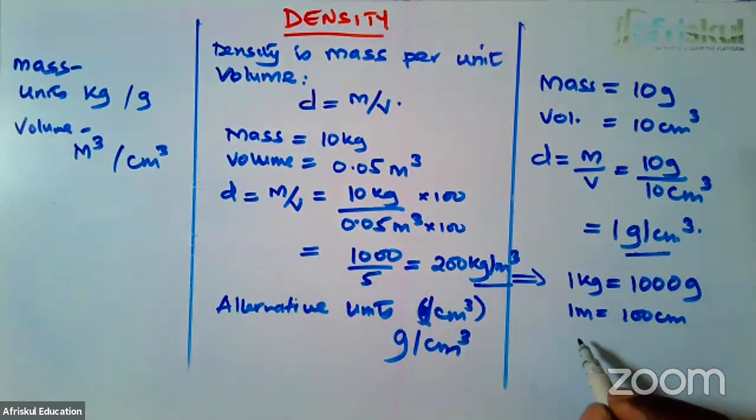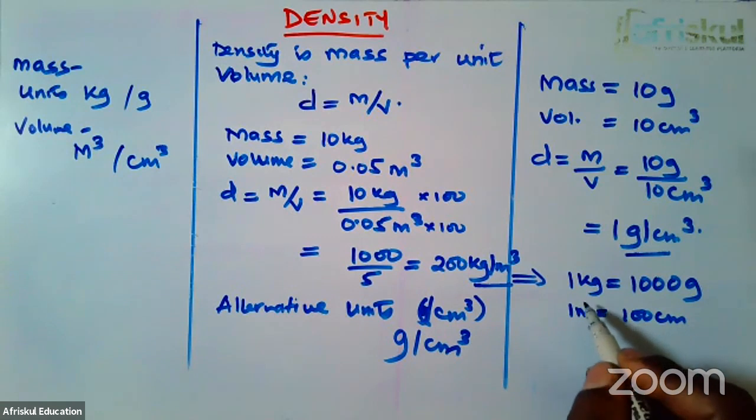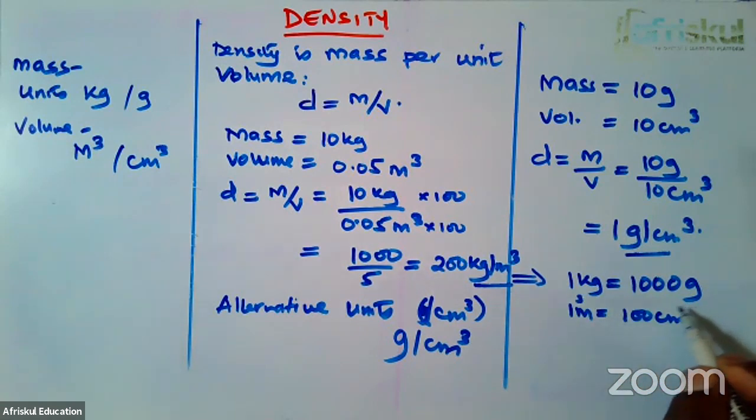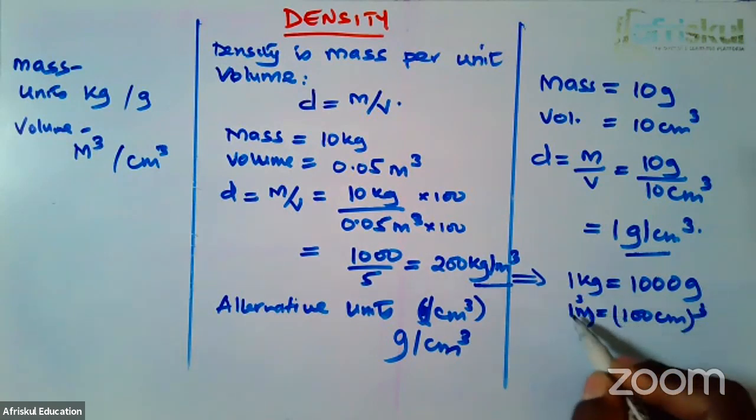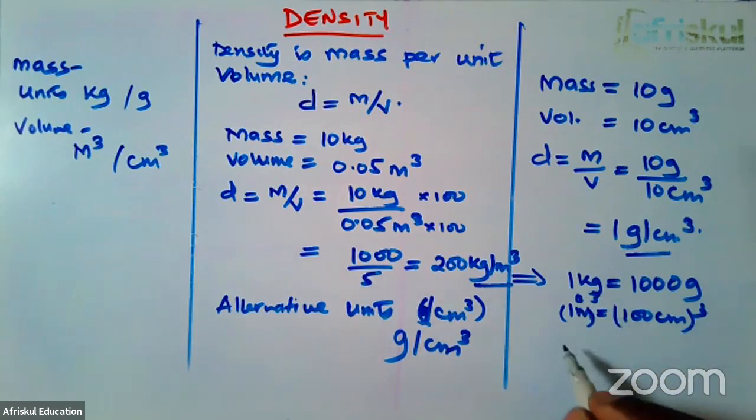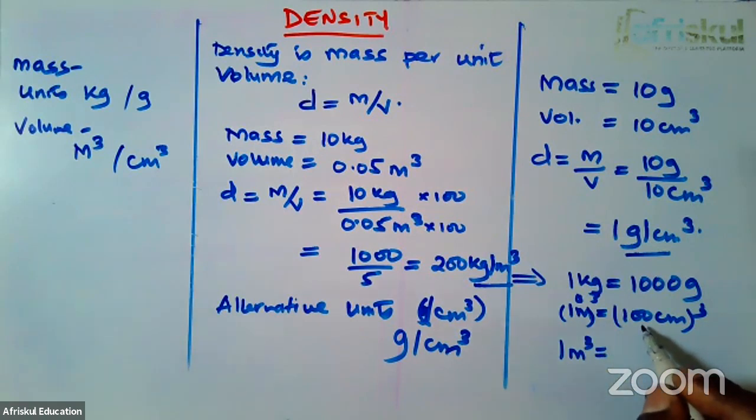So when you cube both sides, so you cube here and you cube here. So let me cube the whole of, including the units. So when you cube on the left-hand side, you'll have 1 cubic meter is equal to, when you cube 100, that gives you a number with 6 zeros. So 6 zeros, that will be 1 million. So that means 1 cubic meter is equivalent to 1 million cubic centimeters.